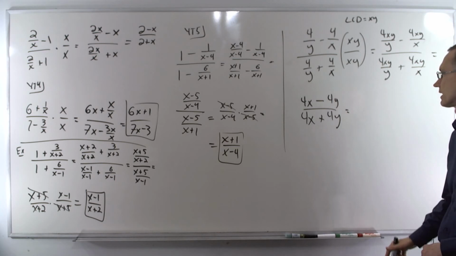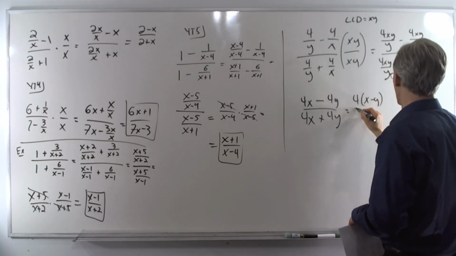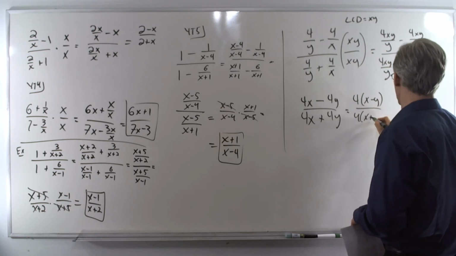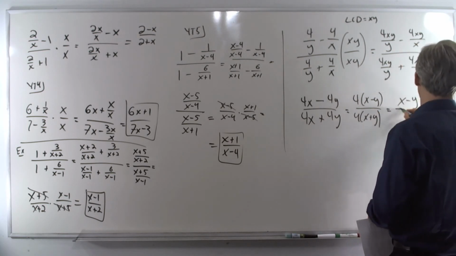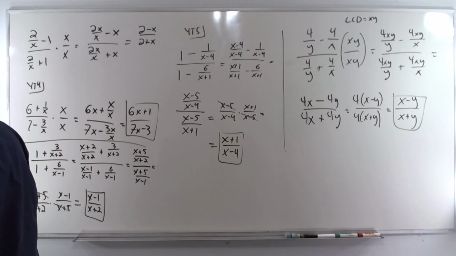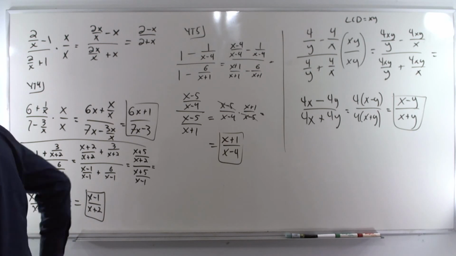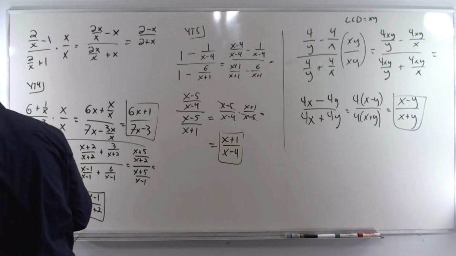All right, now we can do some factoring. We can factor out a 4 on top and a 4 on the bottom. The 4's cancel, leaving x minus y over x plus y. Your turn, number 6.